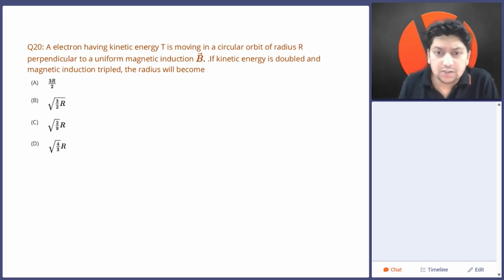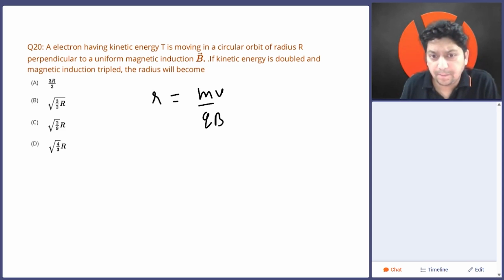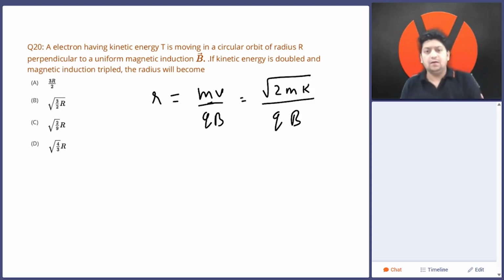If kinetic energy is doubled, okay, yeah, this was the question. So as we know, the electron is moving in a uniform magnetic field, so it must be moving in a circular path, and because the uniform magnetic field is perpendicular to its motion, we know the radius is mv over qB, and mv is nothing but momentum. Momentum in terms of kinetic energy, we can write as root of 2m times the kinetic energy of the electron, over qB.